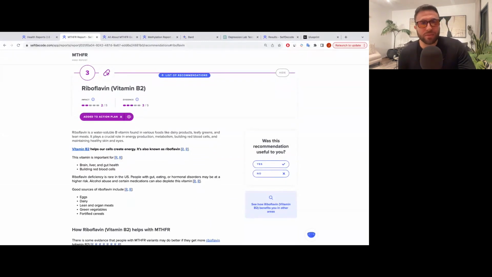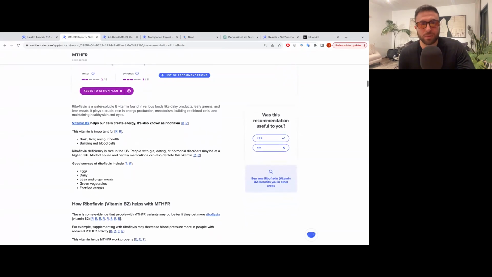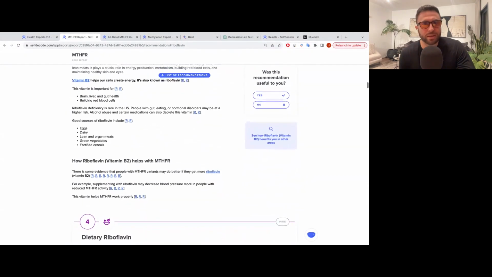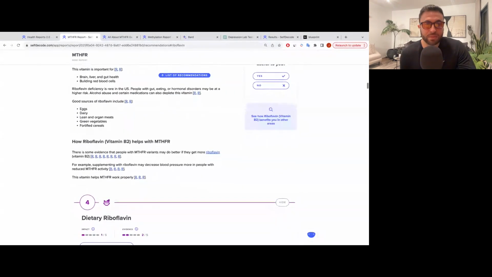Next up, we have riboflavin. There's not a lot of clinical trials done on MTHFR, but riboflavin is one. People were getting a low amount of riboflavin, and it helped normalize their homocysteine. For example, supplementing with riboflavin may decrease blood pressure more in people with reduced MTHFR activity. So the vitamin helps MTHFR work properly.